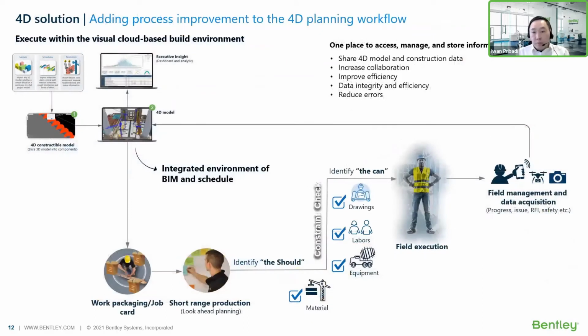One of the most popular work processes is work packaging. Users start to adopt work packaging, which is basically adding more steps during the short-range production planning creation to make sure that the plan they will execute in the field is doable. So they're adding a process like constraint check within the 4D planning itself to check the material, check whether the drawings are available, whether you have resources to do the work and the equipment to do that, right?